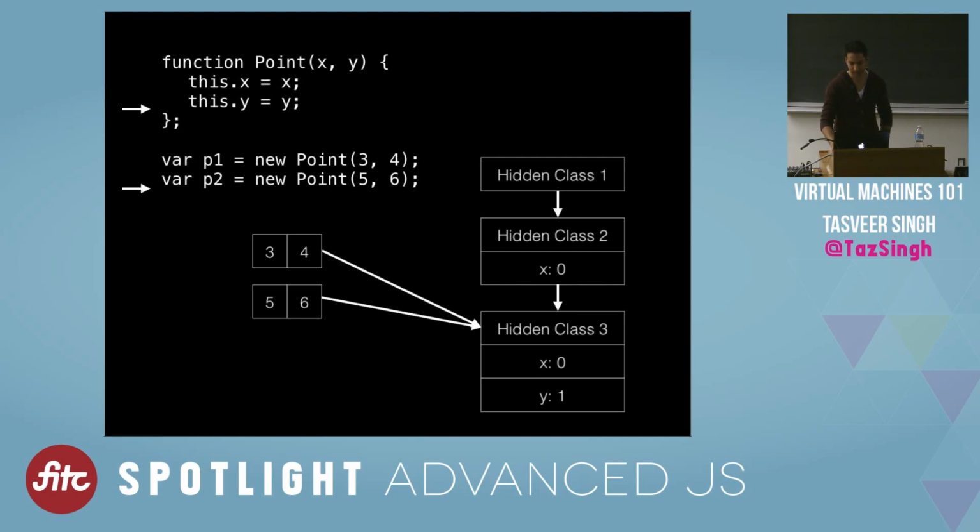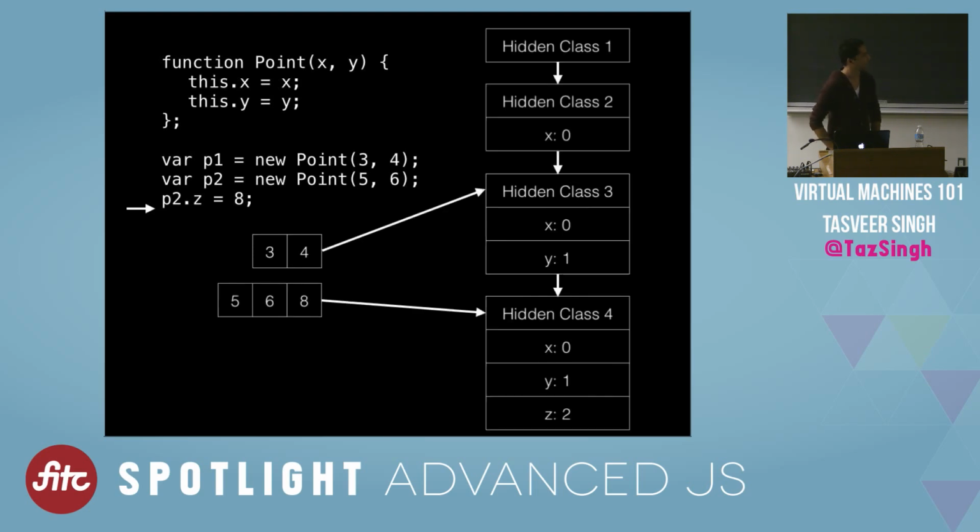So based on this knowledge, what happens if we say p2.z equals 8? Well, what happens is that we create a new hidden class. Who would have guessed? So hidden class 4 now has the z property added to it in array slot 2. And we can see that the value of 8 is in that instance at array slot 2. So at this point in our code, we have two points of the same class, but they're internally mapping to two different hidden classes because the properties that we added to them are different in both cases. Now, keep this in mind as this comes into play later.